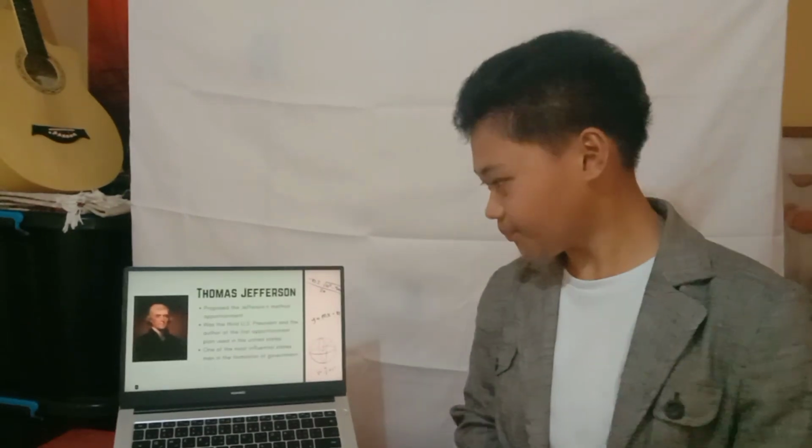So the first question is, where does the Jefferson method come from? This is Thomas Jefferson. He is the one who proposed Jefferson's method of apportionment. He is also the third US president and the author of the first apportionment plan used in the United States. And he's also one of the most influential statesmen in the United States.